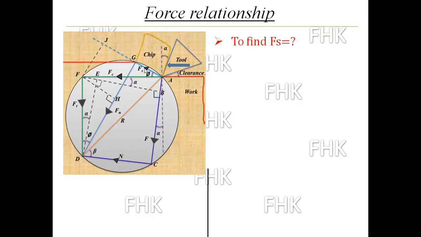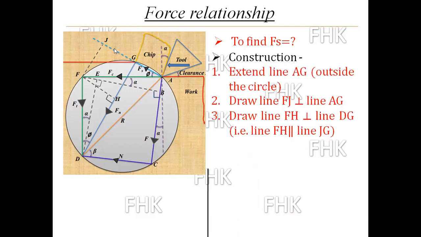For finding Fs, the shear plane makes angle phi, which is the shear plane angle, with Fc or the horizontal line, in the direction of cutting. So to find out Fs, first I do one construction. I will extend the line AG outside the circle.